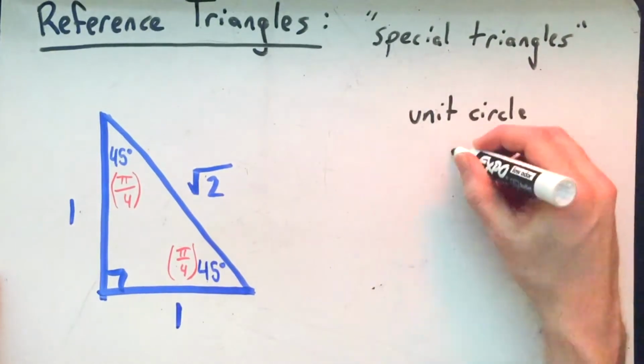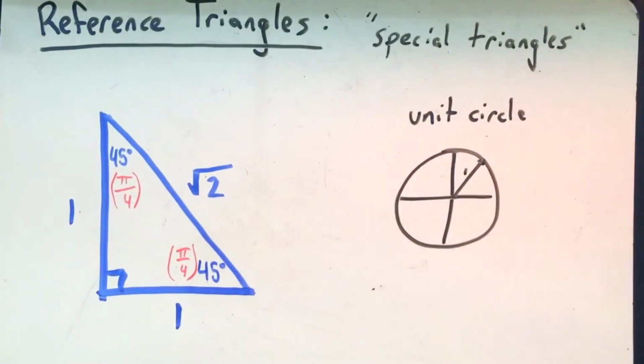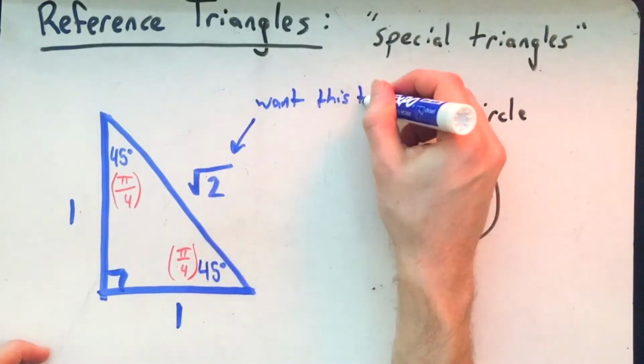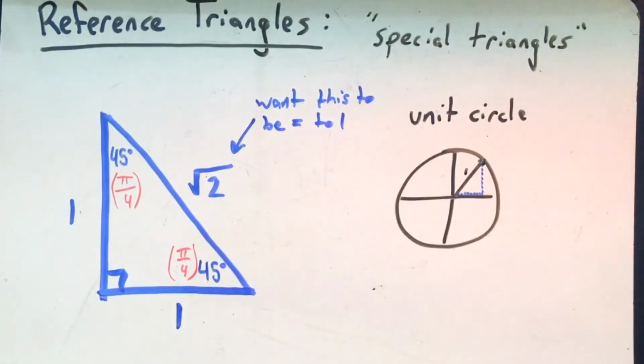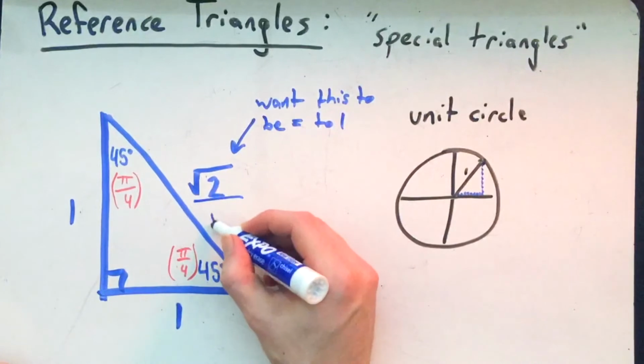But we're going to use something called the unit circle a lot. And on the unit circle, it just means that the radius is 1. And so you can think of this right triangle here on the unit circle. So we actually want the hypotenuse to be 1. It's going to be more useful for us that way.